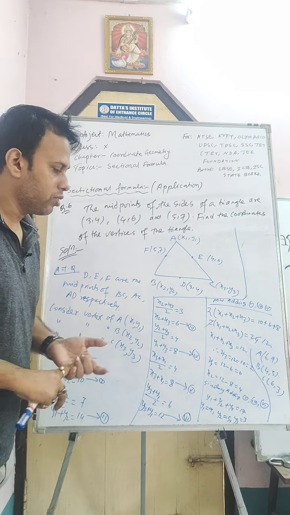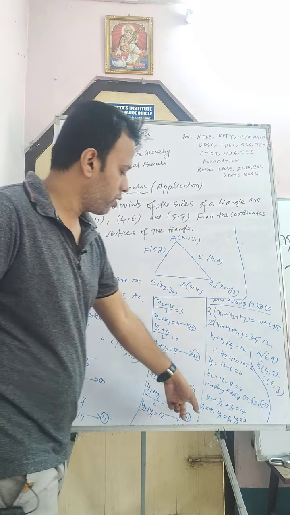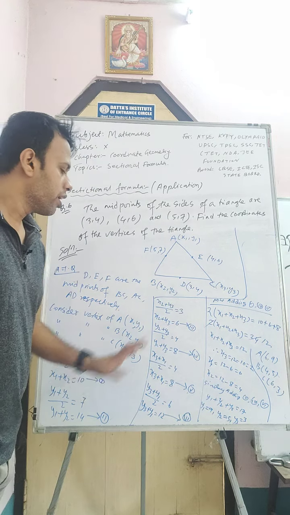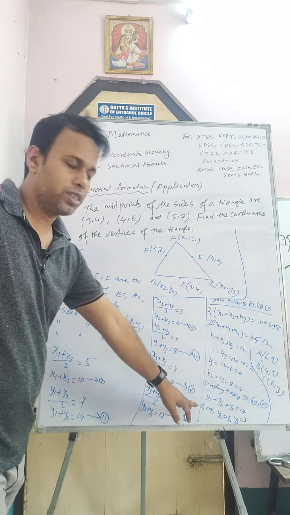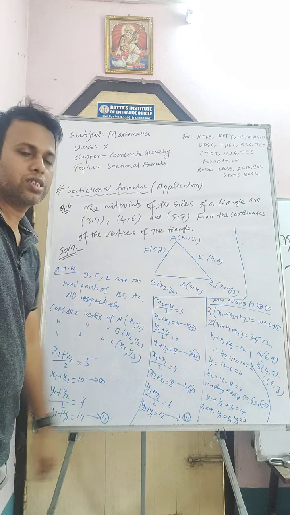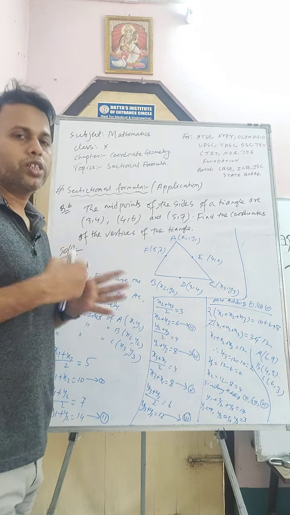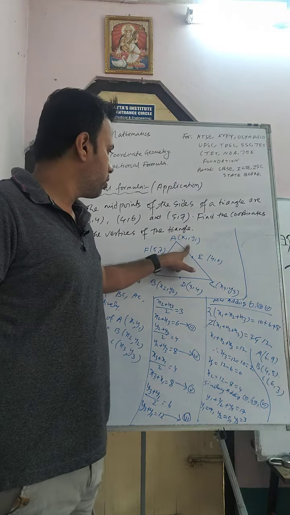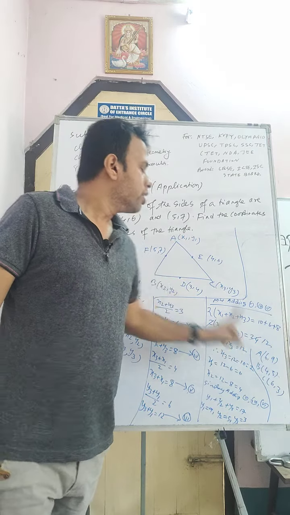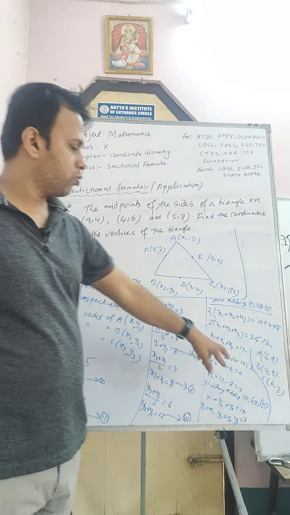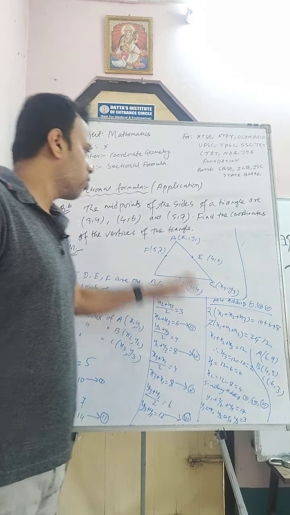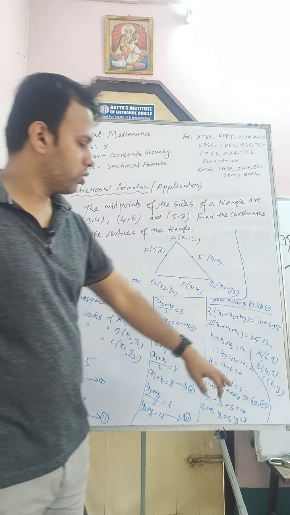If we add these similarly, y1 plus y2 plus y3 will become 17, and from that similarly you can find y1 is 9 and y2 is 5 and y3 is 3. Okay. So coordinate of A is x1 comma y1, just put the values of x1 and y1. B is x2 comma y2, and coordinate of C is x3 comma y3, just put the values.